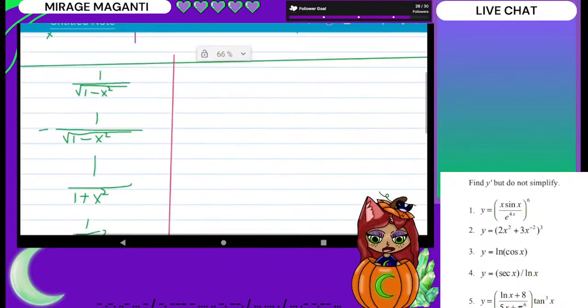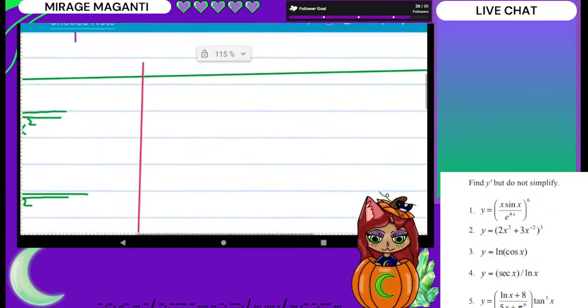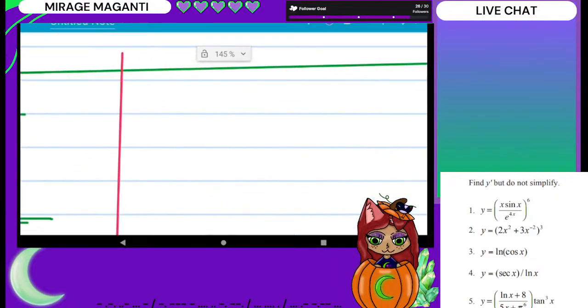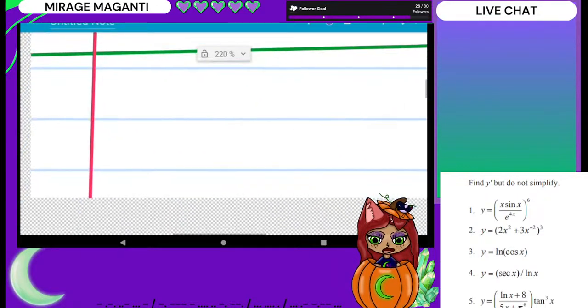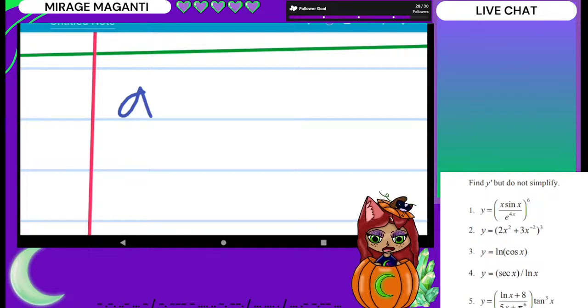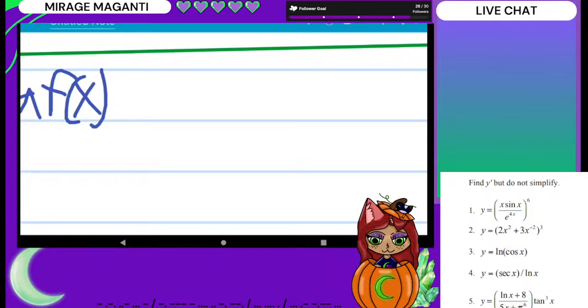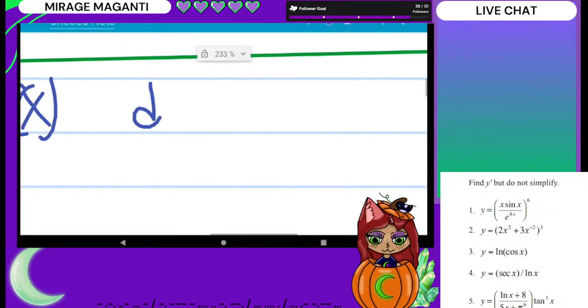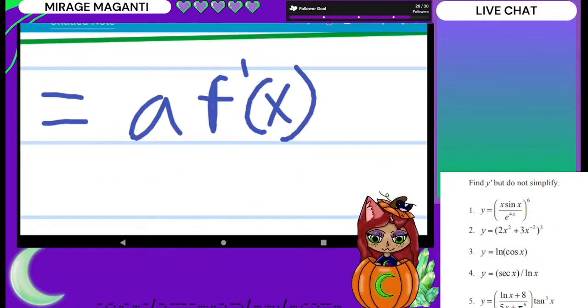Okay, so we start with our general rules, which include the constant multiple. So if we have, say, a, where a is any real number, times f of x, with f of x being a function, then the derivative is just a times the derivative of the function.